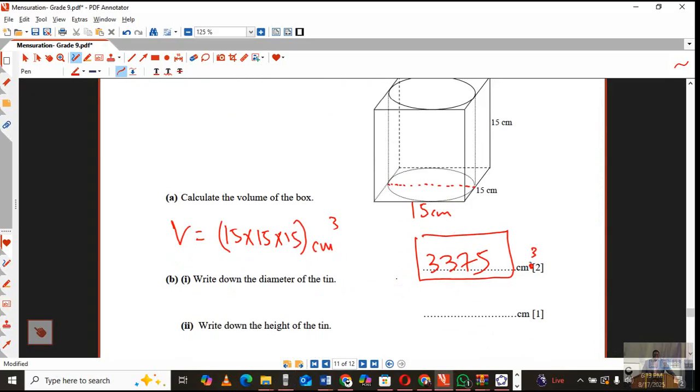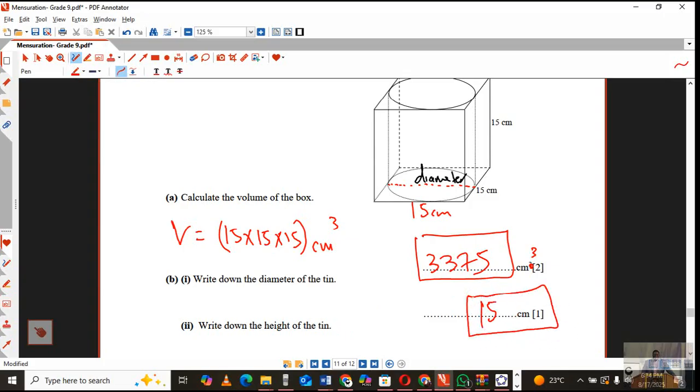Write down the diameter of the tin. So the diameter of the tin will be half of that, which is 7.5 centimeters. Because the diameter is exactly the same as that length there. So this here is the diameter. They say write down the diameter, my goodness. We have calculated the radius. So the diameter here, it's good that I've seen that, it's nothing but 15 centimeters.